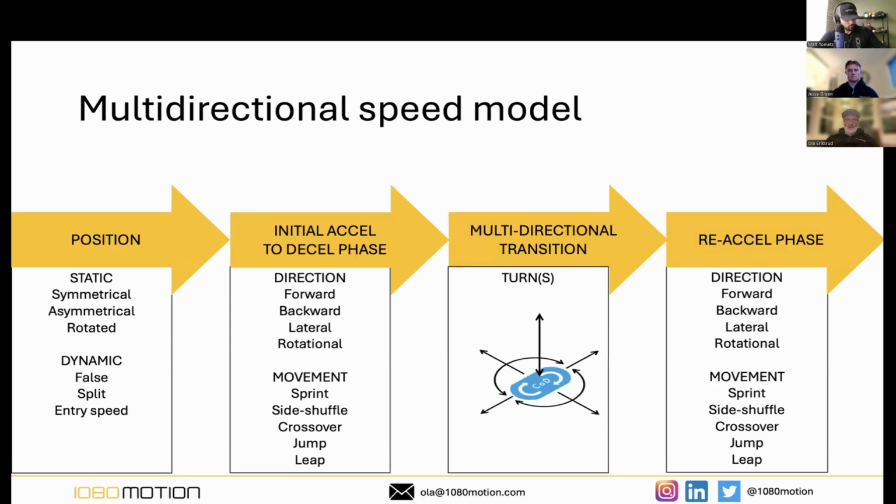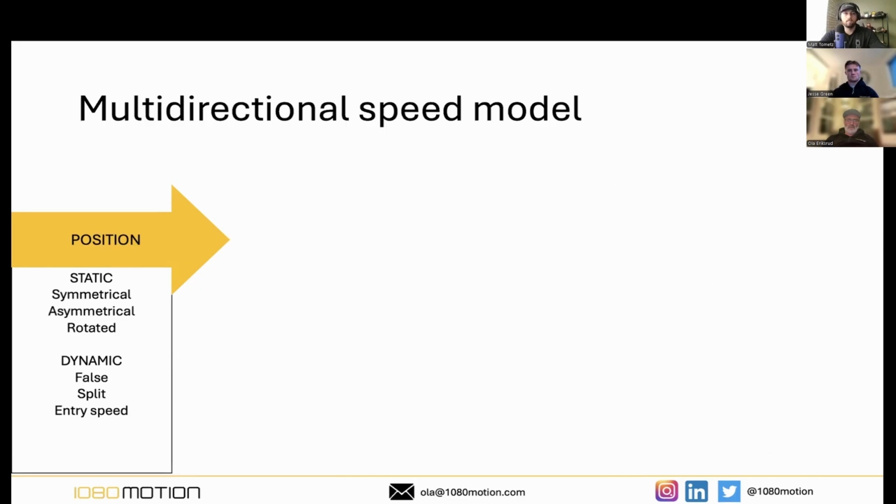I know I went a little bit quickly, so maybe I'll just go back. When you're starting, think about the start condition. You know, is it a static condition? If it is a static condition, is it symmetrical, asymmetrical, or is it rotated? Like what's your start condition that you're going to accelerate out of? Or is it dynamic? Is there a certain entry speed? Is there a split step, false step, what have you?